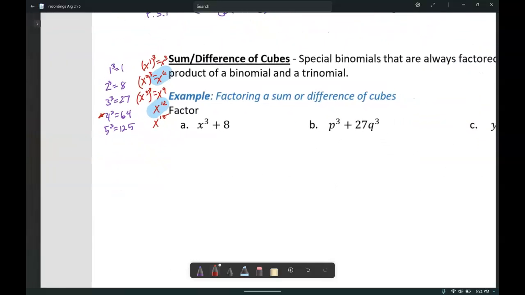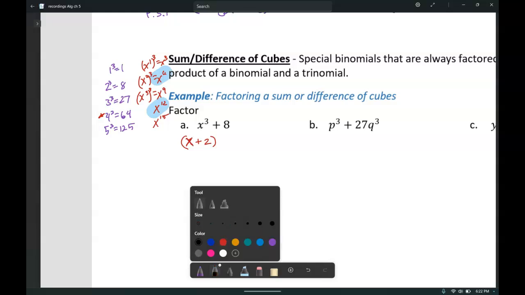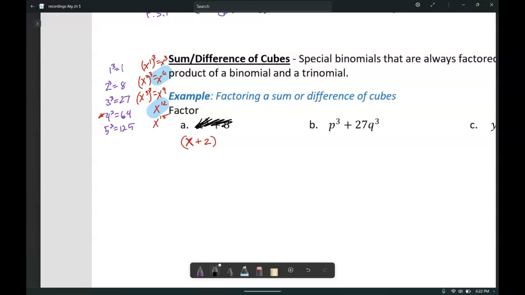So here we've got two cubed quantities, x and 2, and that's going to make up our binomial, and we're going to match the sign with the sum of cubes. Once we have our binomial, we don't really even need to look at this anymore. We don't really need it.